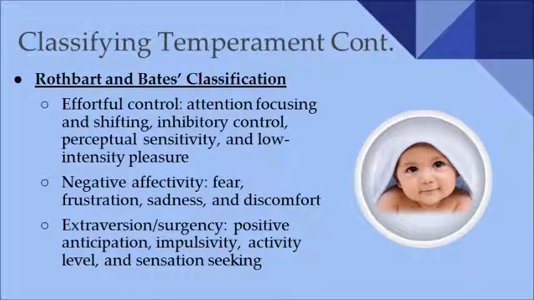Another form of classifying temperament was theorized by Rothbart and Bates. It also has 3 classifications, which include effortful control, negative affectivity, and extroversion surgency. Effortful control is when one is able to focus and shift their attention, and has perceptual sensitivity and low intensity pleasure. Negative affectivity is shown through fear, frustration, sadness, and discomfort. Extroversion surgency includes positive anticipation, impulsivity, activity level, and sensation seeking.